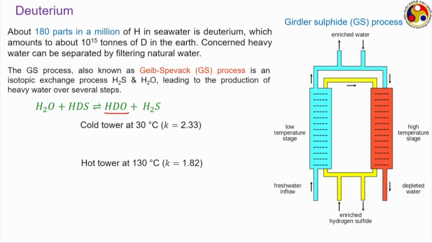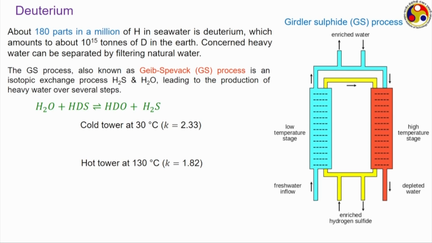is the common hydrogen. Similarly, HDS refers to just a molecule of H2S only, but here instead of having 2 hydrogen nuclei, we are having 1 hydrogen and 1 deuterium nucleus. So, this is the isotopic exchange that happens in such a procedure.